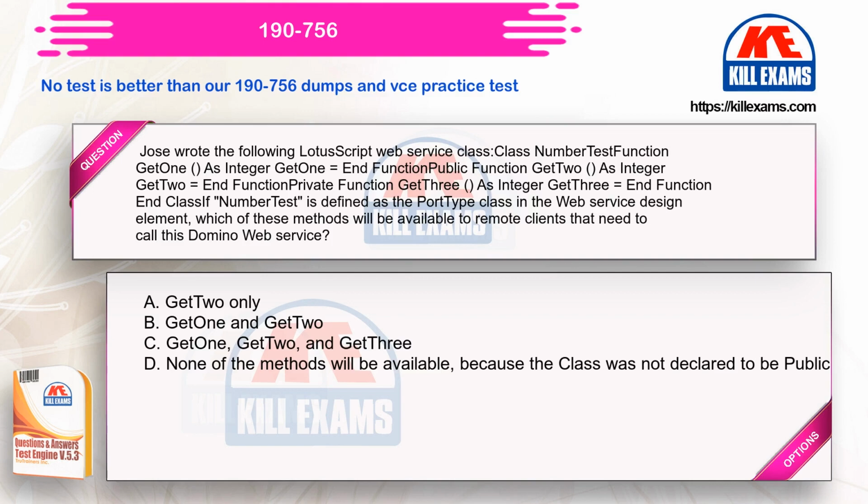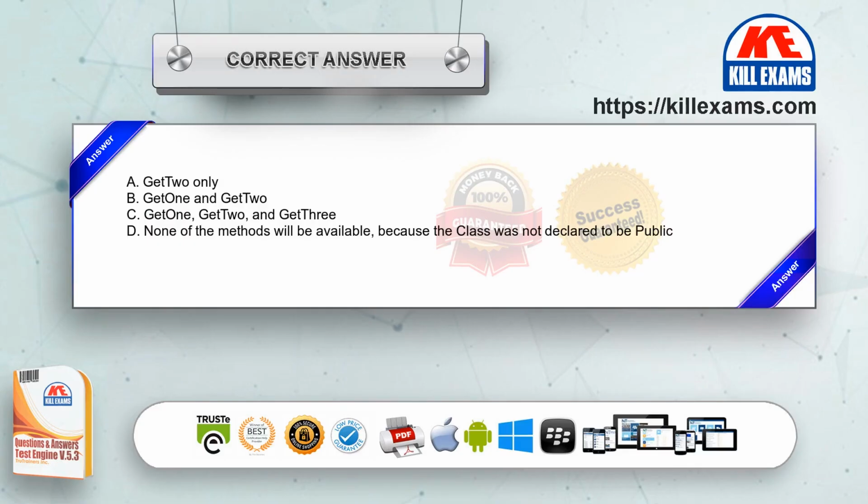Option A. Get2 only. Option B. Get1 and Get2. Option C. Get1, Get2, and Get3. Option D. None of the methods will be available, because the class was not declared to be public. The correct answer is option B.